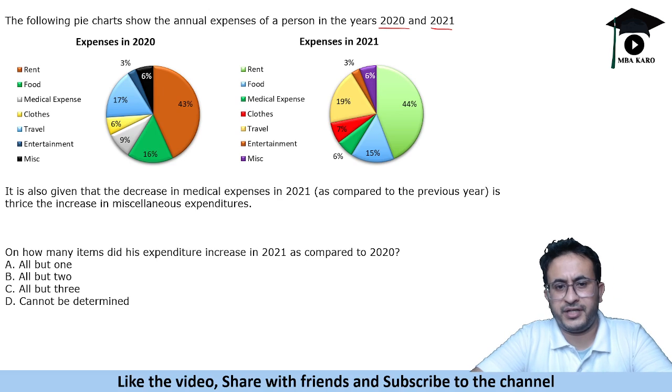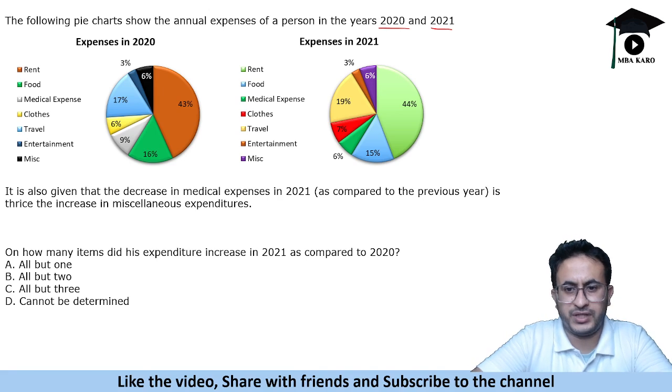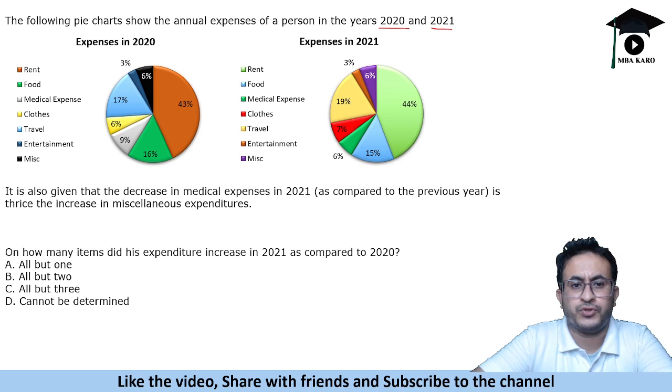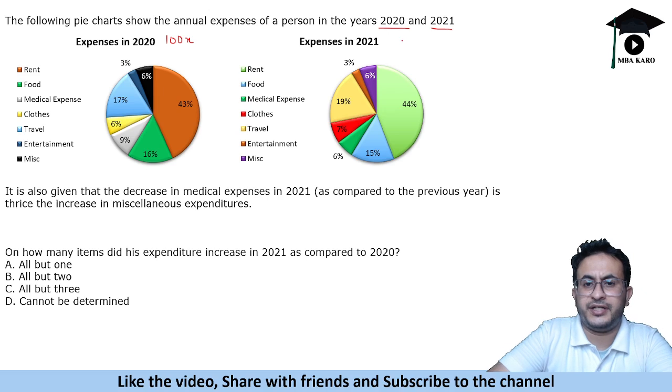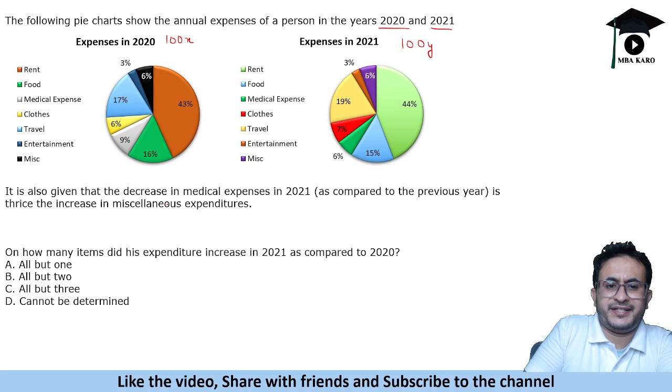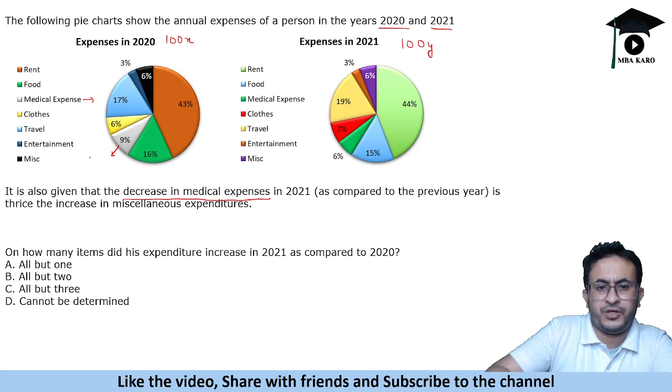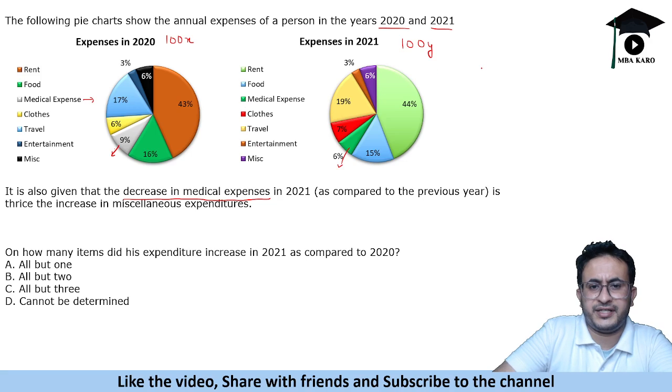Now in this chart we are not given the total expenditure, isn't it? So we will assume that the total expenditure in 2020 is 100x and total expenditure in 2021 is 100y. It says decrease in medical expenditure. Now what is the medical expenditure here? The gray one, which is 9%. And in 2021 the medical expenditure is 6%. So the decrease is 9x minus 6y.